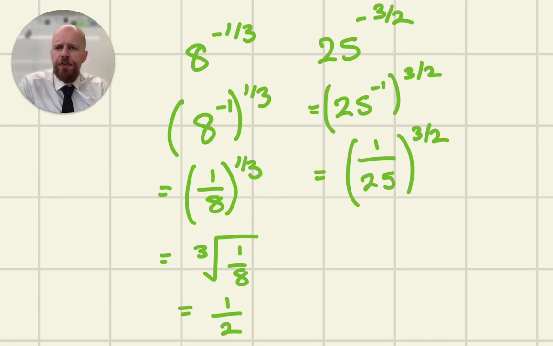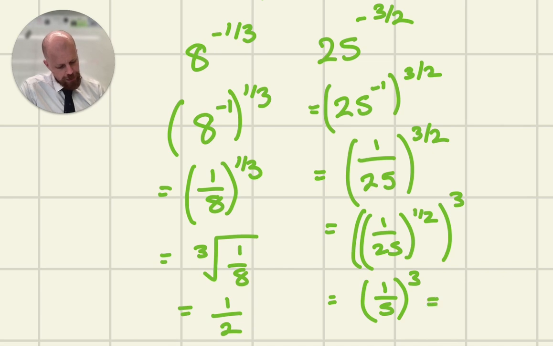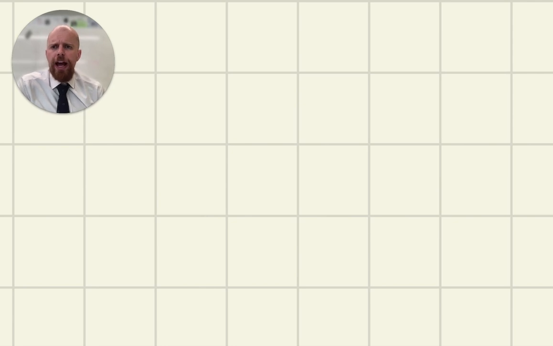Now thinking back to the last video, what we do is we split the 3/2 up into the 1/2. So we do 1/25 to the power 1/2, and then we cube it. Again, it's like we're multiplying the powers together because they're in brackets. Power 1/2 means square root, so that is 1/5 cubed, which would therefore be 1/125.